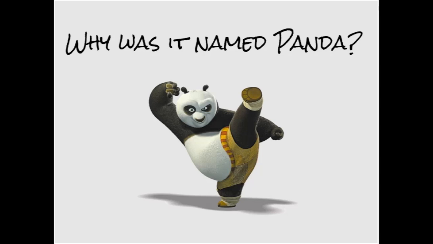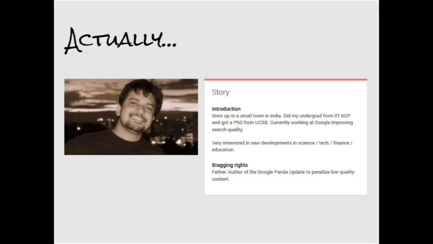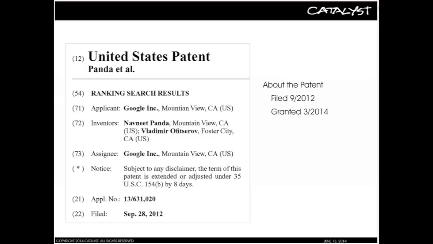So why was this patent named Panda? Most people think because of the animal, but actually it was named Panda because of a Google engineer whose last name was Panda. And you could check his Google Plus profile. In the bragging rights section, he actually refers to himself as the author of the Google Panda update to penalize low-quality content. That little bragging rights section has since been removed. So you won't see it there, but we have a screenshot of the engineer.